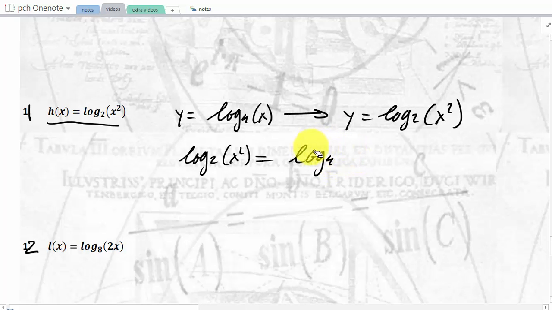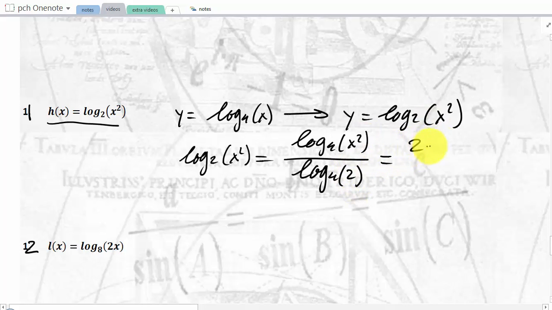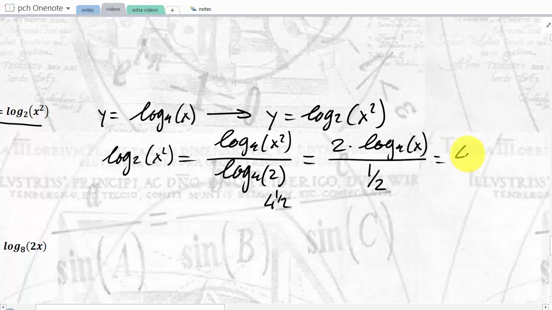Let's do that. So the first thing you have to do is change of base, right? So let me take the log base 2 of x squared and let me write that in base 4. So this is log base 4 of x squared divided by the log base 4 of 2, right? Okay, the log base 4 of x squared is 2 times the log base 4 of x, divided by... 2 is 4 to the 1/2, so divided by 1/2 right here again. And so it is 4 times the log base 4 of x.